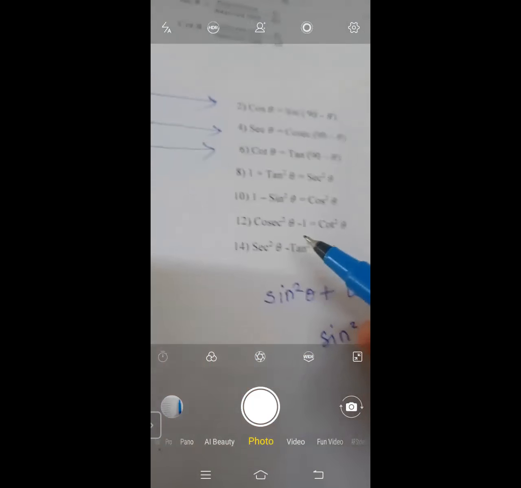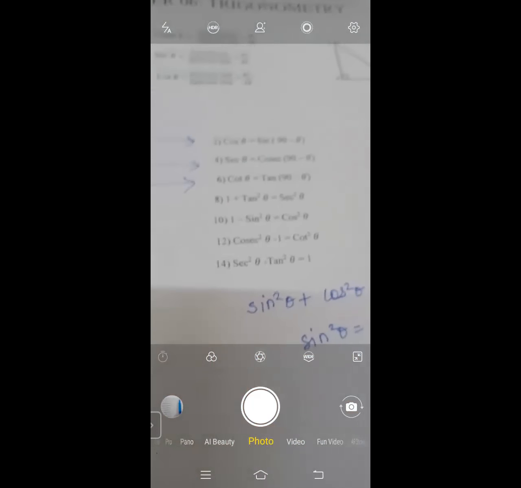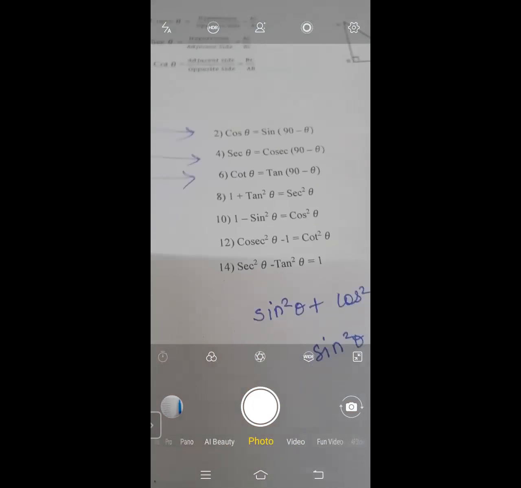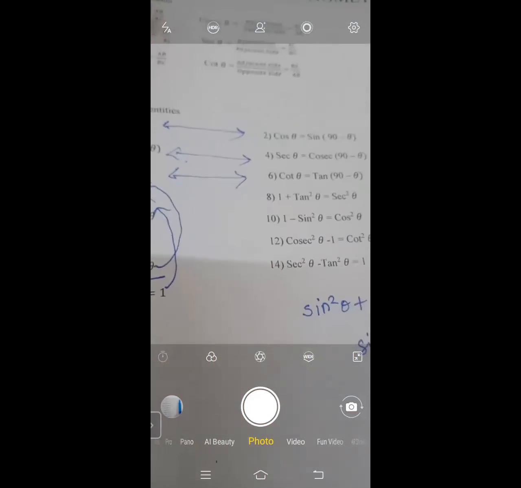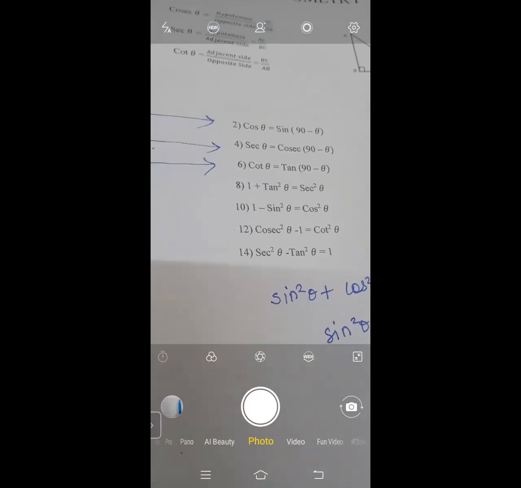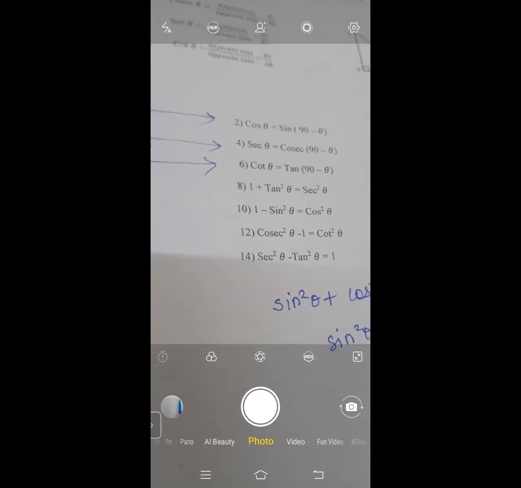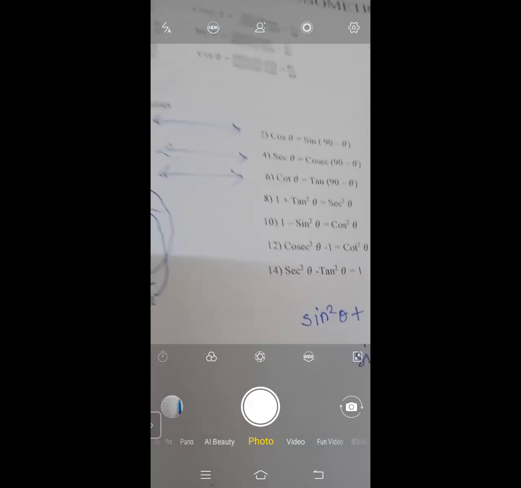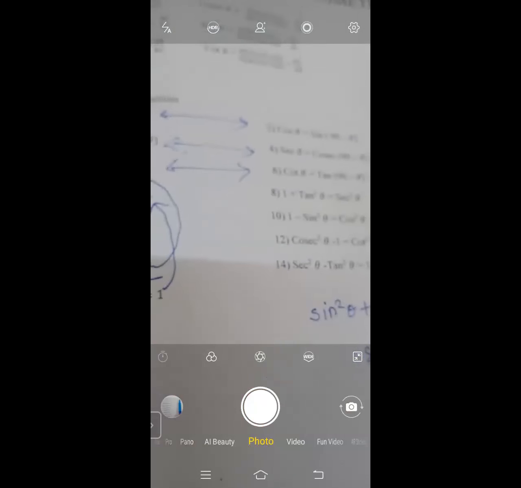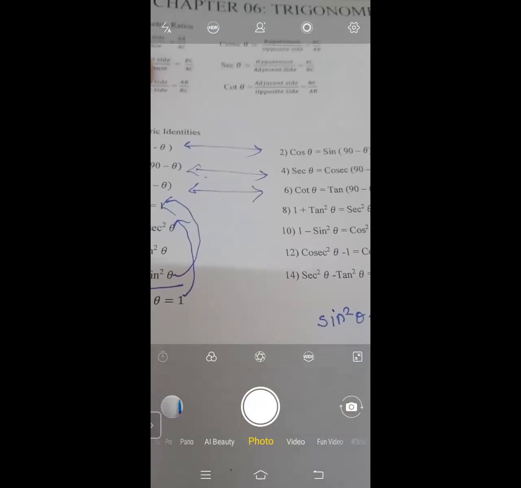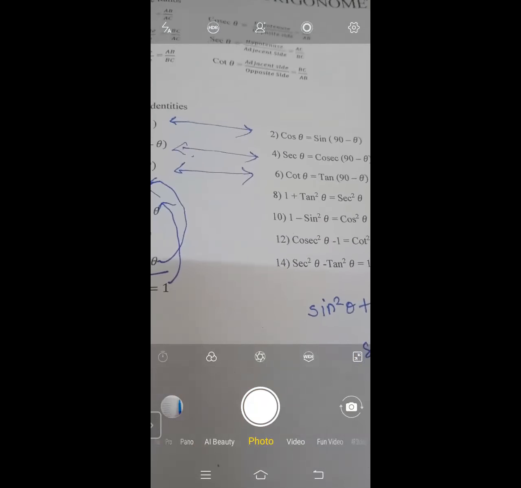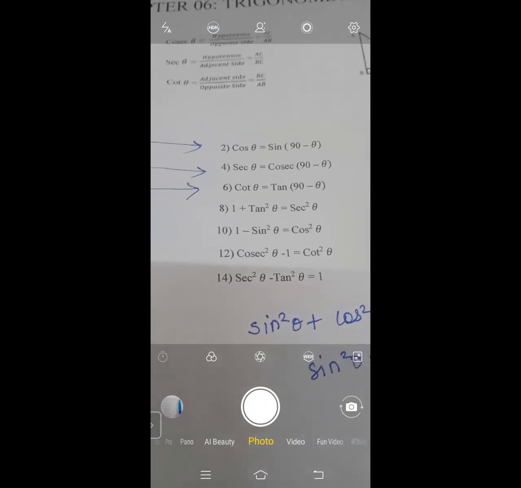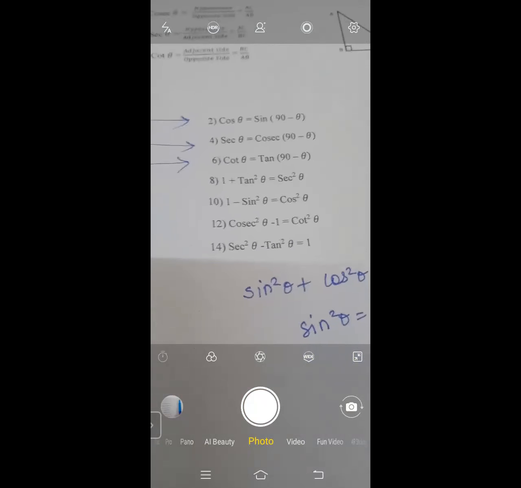Unless and until you go through these things again and again, you won't be able to develop the logic with that ease to remember. So you have to write it again and again. This is a marks gaining lesson. Very easy lesson, just to remember the values and the identities. This will help you to solve all the problems related to trigonometry.